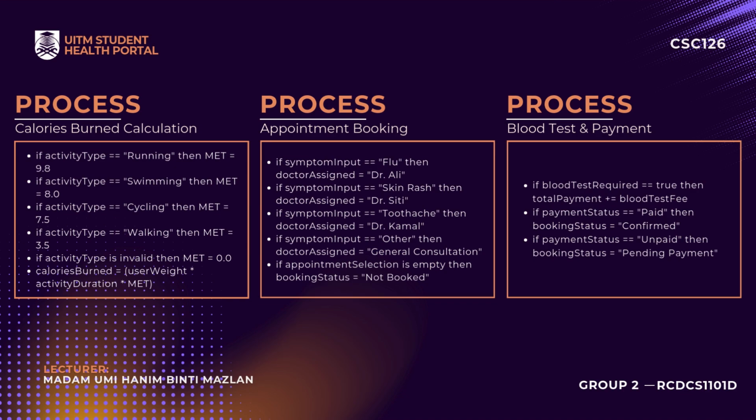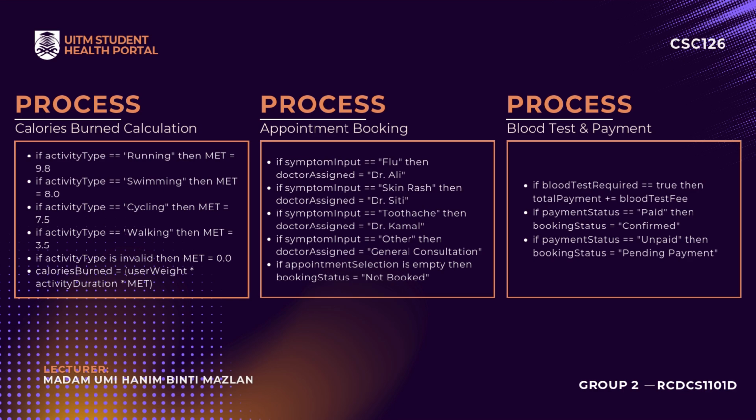Next, for the calories burn calculation, the system estimates the number of calories burned based on the user selected activity type. It assigns a MET value, metabolic equivalent of task, to different activities like running, swimming, cycling, and walking. The formula used is weight multiplied by duration and MET value. If an invalid activity is entered, no calories are counted.